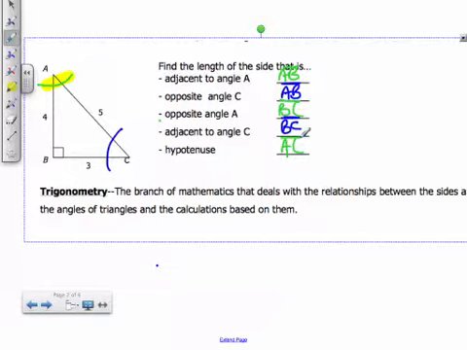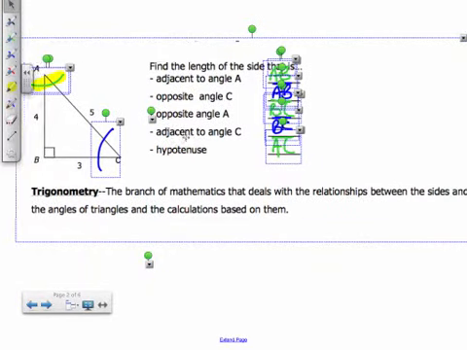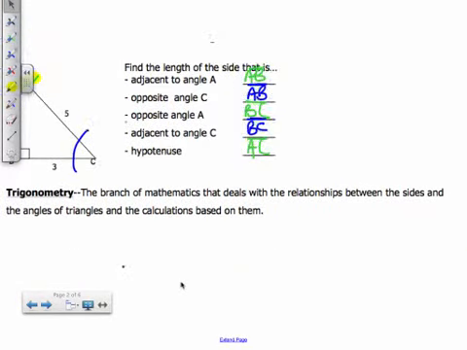Now, what is trigonometry? Trigonometry is the branch of mathematics that deals with the relationships between the sides and the angles of triangles and the calculations based on them. Now, here's the thing that's really important for you to understand. Basically, it has to do with ratios. All right triangles that have the same angle measurements are proportional to each other.